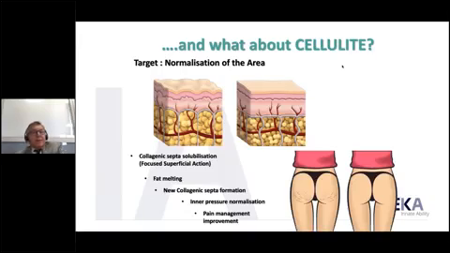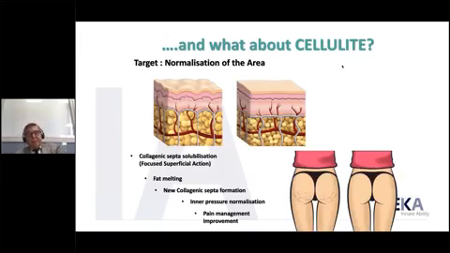So about the cellulite, there is a normalization of the area. There is a collagenic septa solubilization, a sort of fat melting due to the elimination of the droplets and the phagocytosis of the macrophage, new collagenic septa formation, inner pressure normalization, and pain management improvement.